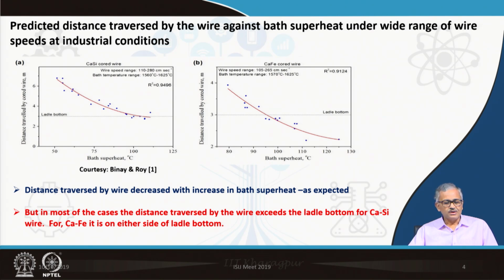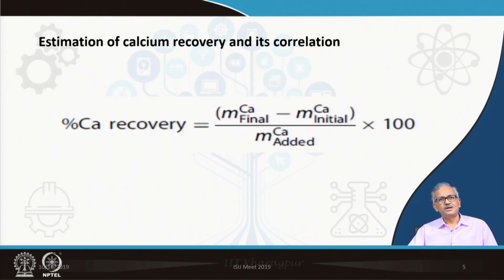That is why we have done the next figure that you are going to see, where we have correlated the estimated recovery with the distance traversed by the wire. But before that, let us see how we estimate the calcium recovery. This is the way we have calculated the calcium recovery, a simple mass balance on the liquid steel. So, we have taken two samples, before calcium injection and after calcium injection.